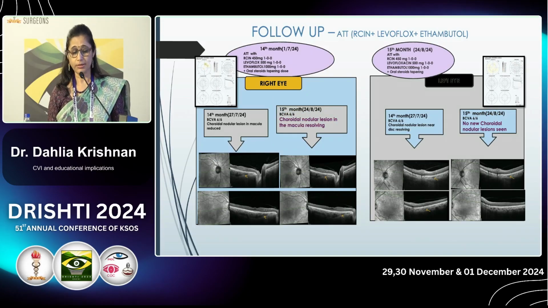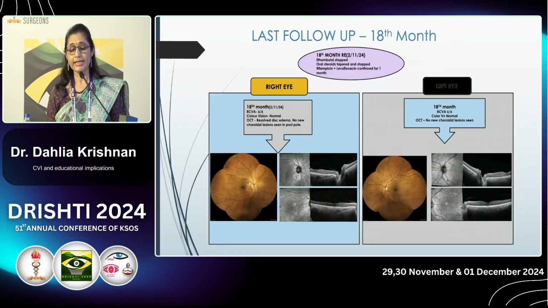Left eye was normal. So with rifampicin and levofloxacin with ethambutol, this choroidal lesion was resolving in both the eyes. In the last follow-up on November 2nd, after 4 months of ATT with ethambutol, best corrected visual and color vision are normal with resolved disc edema in the right eye and no choroidal lesions in both the eyes.